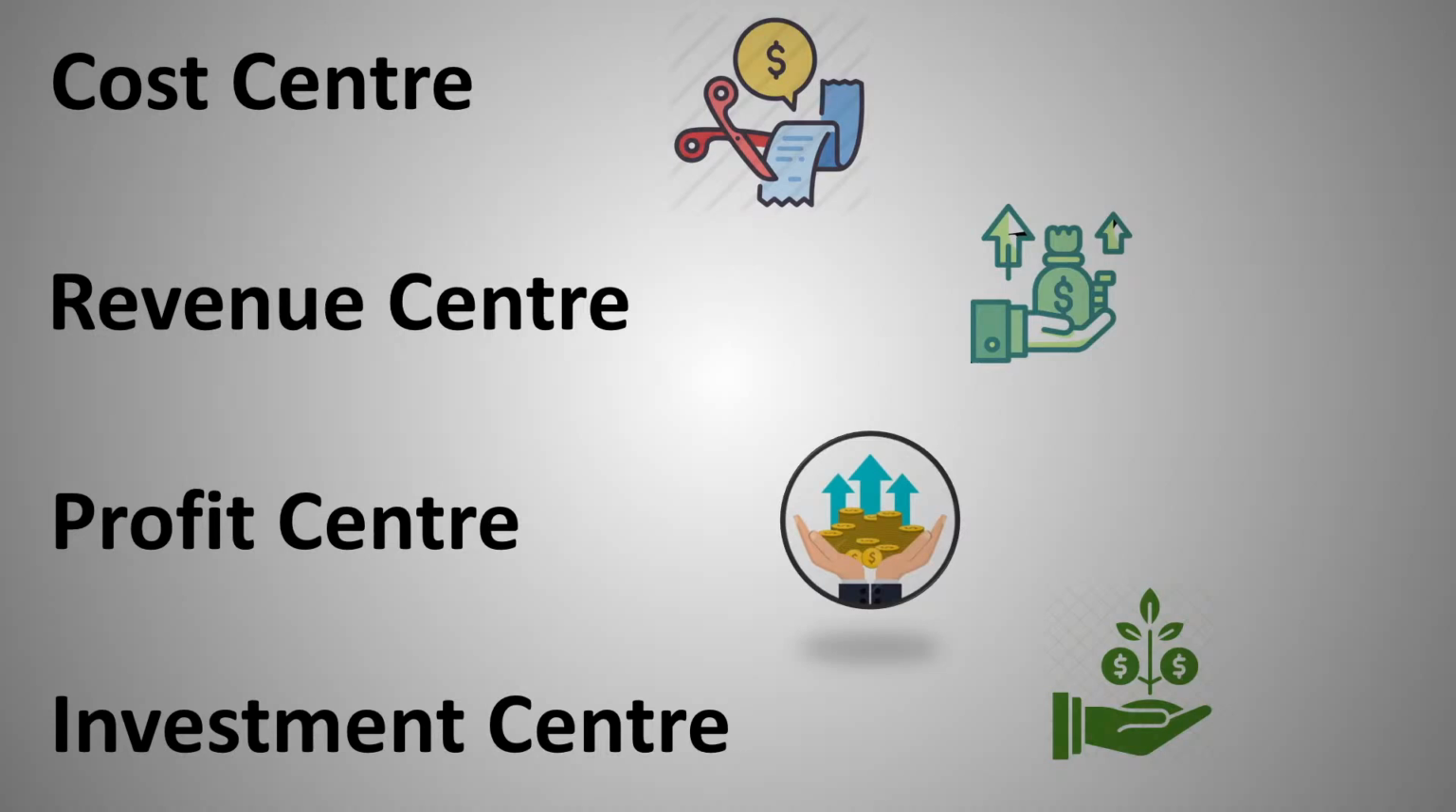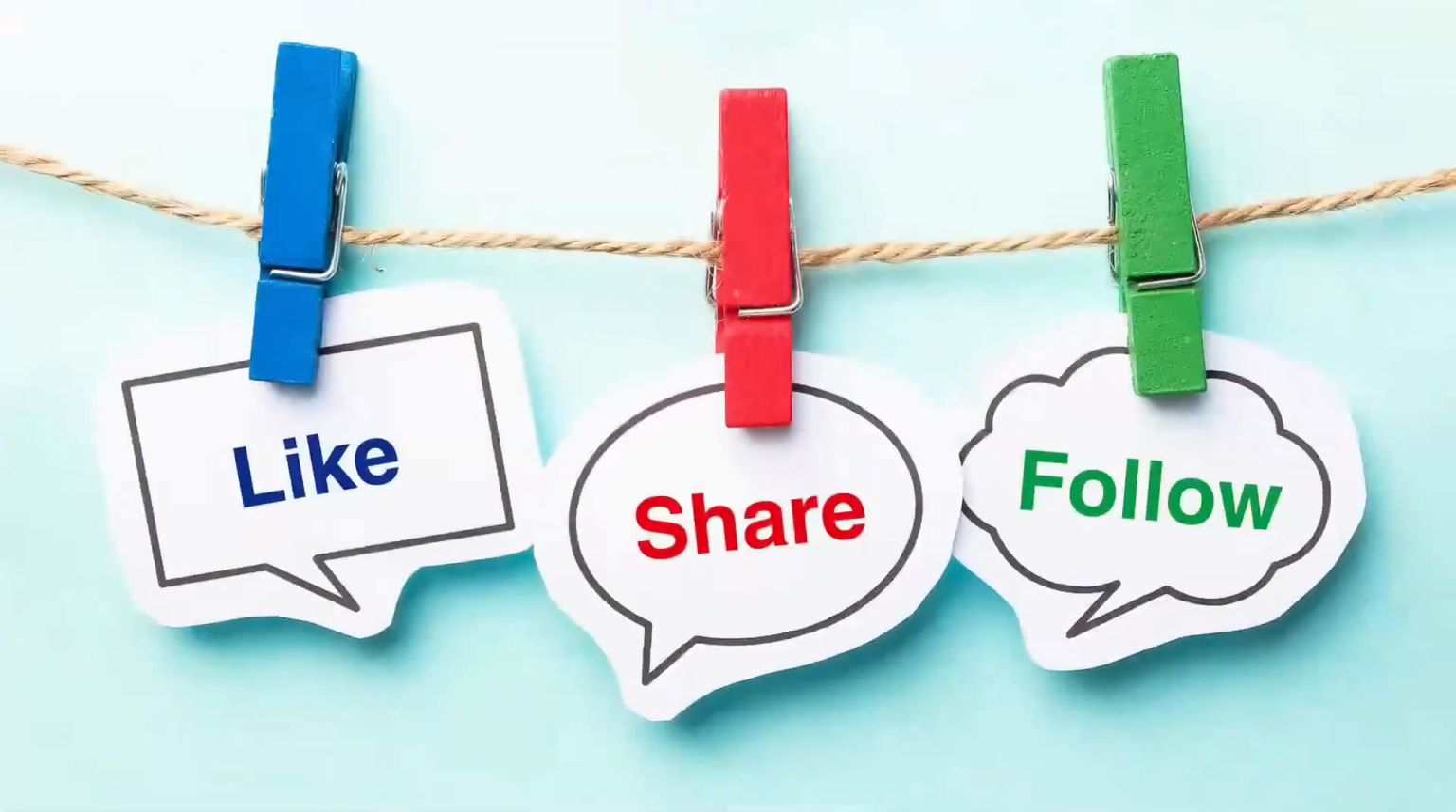Moving on to the next center, that is profit center. A profit center is a section of an organization whose manager is responsible for both revenues and costs. For example, the repair and maintenance department of an organization, minimizing the maintenance cost of that department will help to increase the profit. Moving on to the next center, that is investment center. An investment center is responsible not only for the profit but also for the investment made in the center in the form of assets. So that's it for this video.